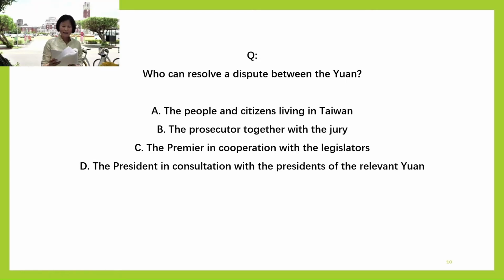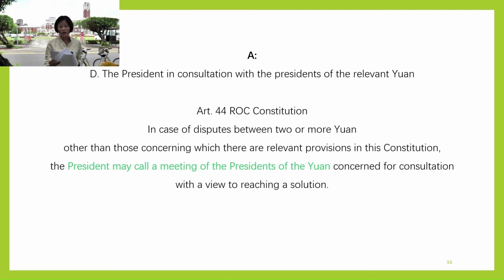Well, the best answer is not A, so it's not the people, not B, the prosecutor. The prosecutor is the plaintiff in a criminal proceeding, and the jury is a kind of lay judge, so they don't decide the question. What is the premier? In answer C, the premier is the leader of the executive yuan, and the legislators make the law, but the best answer here is D. So it's the president in consultation with the presidents of the relevant yuan.